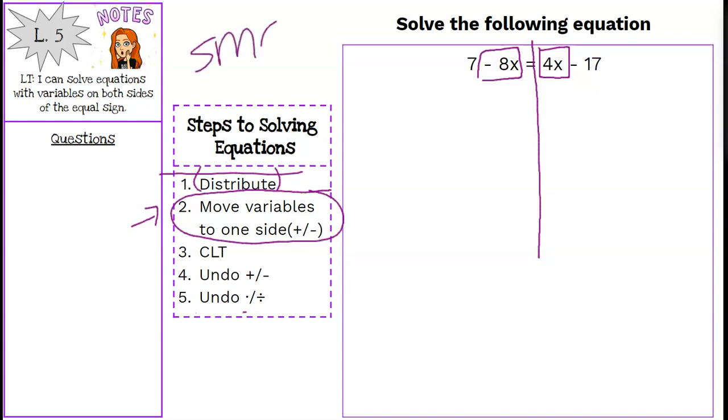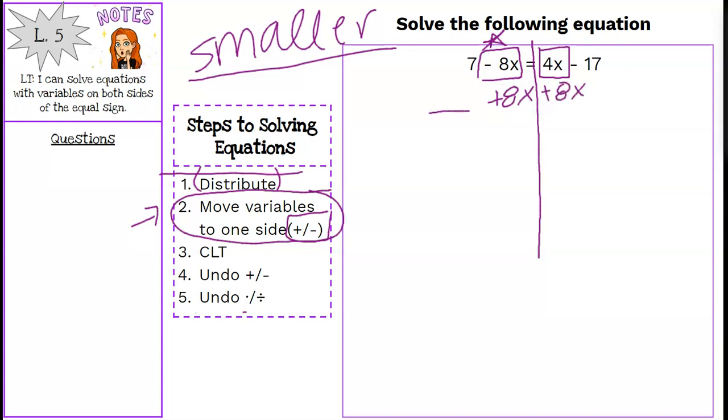I always want to move the smaller one, because it's going to make things a little bit easier. So I am going to choose to move this negative 8x. To undo a negative, I have to use a positive. So I'm going to do plus 8x on the left, and plus 8x on the right. When I do that, I get rid of the negative 8x because negative 8 plus 8 is 0. And then I bring down that 7. Equals 4x plus 8x is 12x. And then I bring down that minus 17.